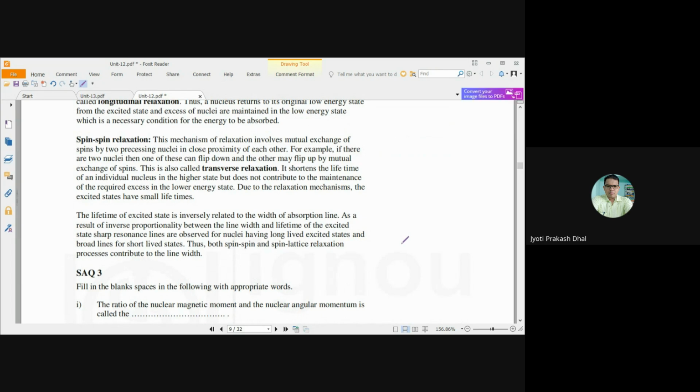This mechanism involves mutual exchange of spins of two precessing nuclei in close proximity with each other. For example, if there are two nuclei, then one of the nuclei can flip down and the other may flip up by mutual exchange of spins. This is also called transverse relaxation. Spin relaxation is also called transverse relaxation. It shortens the lifetime of an individual nucleus in the higher state, but it does not contribute to maintenance of the required excess of the lower energy state. Due to the relaxation mechanism, the excited states have small lifetimes.